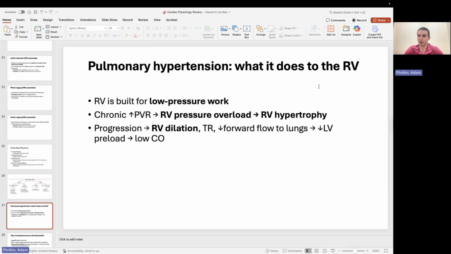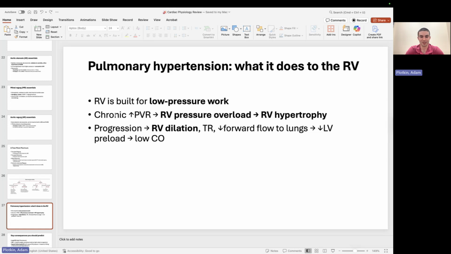Okay, so just a few more slides on some other concepts, because I initially made this PowerPoint for a student I was helping with. She's about to take Step 1, so she wanted to go over some of these concepts, but I think it will help. So pulmonary hypertension, what does it do to the right ventricle?